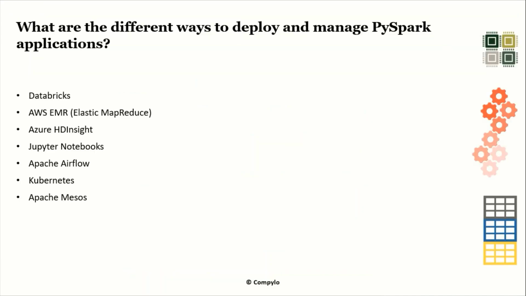What are the different ways to deploy and manage PySpark applications? Deploying and managing PySpark applications can be achieved through various methods, depending on specific requirements of our environment and the complexity of our application. We can use tools like Databricks, AWS EMR, Azure HDInsight, Jupyter Notebook, Apache Airflow, Kubernetes, and Apache Mesos. Let's discuss them one by one.